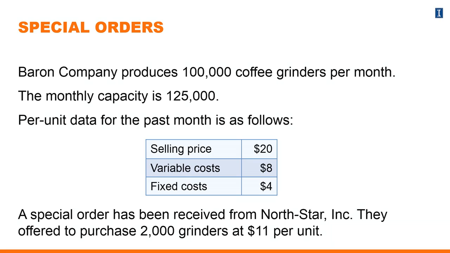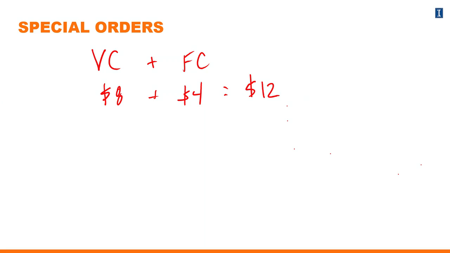Let's take a look at what a manager might do in this situation. Based on the provided information, the manager's first reaction is likely, let's not accept this special order. The reason is that our costs exceed the actual offered price. Our variable costs per unit were $8, and our fixed cost per unit is $4. So therefore, total costs on a per unit basis are $12, and that is greater than the $11 price that is being offered by the purchasing company.